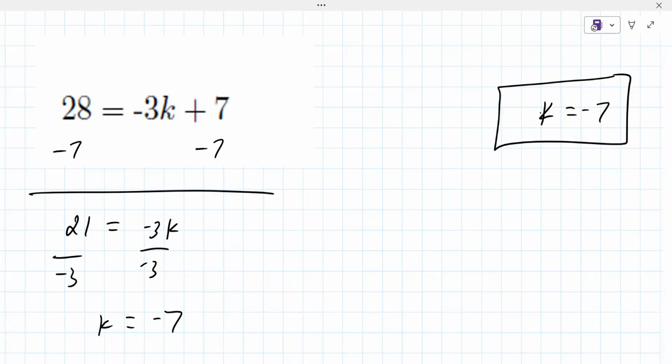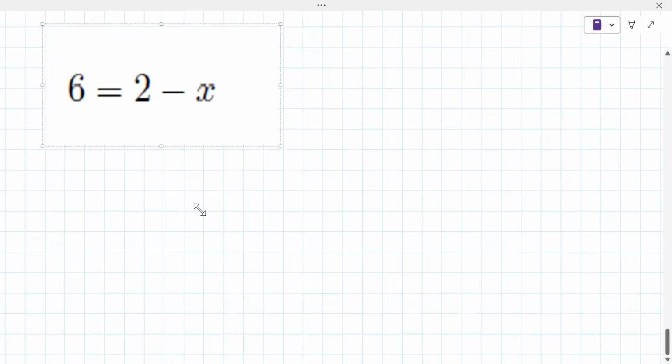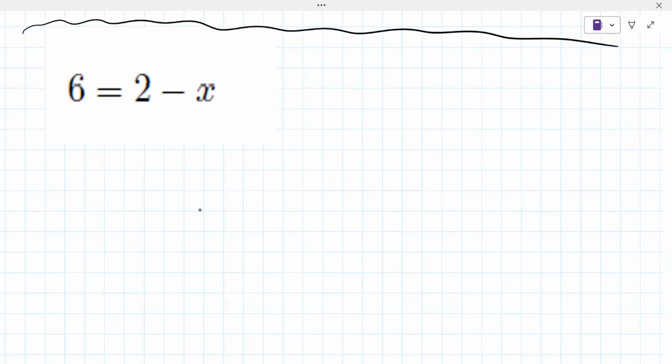Very good. Okay, so there's another type of this kind of negative x problem that we need to look at here. These are going to be the most difficult. Here's what we've got: 6 equals 2 minus x. But a better way to write this is 6 equals 2 minus 1x. Putting that 1 in front of the x really helps make it clear.